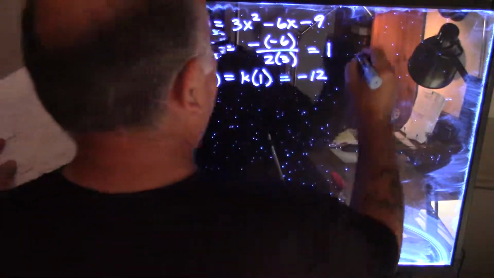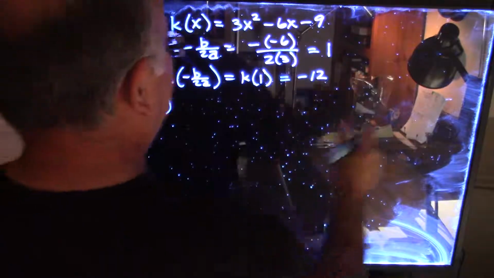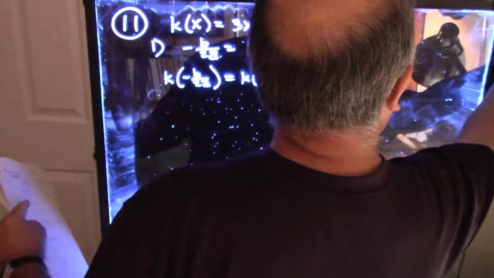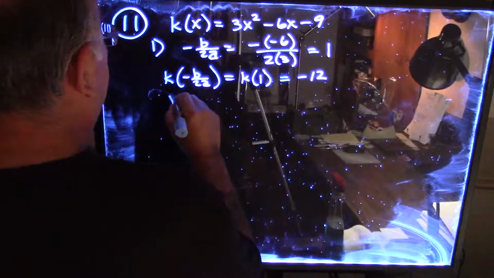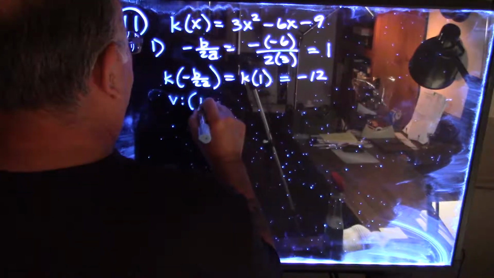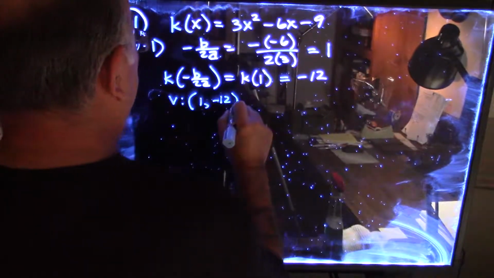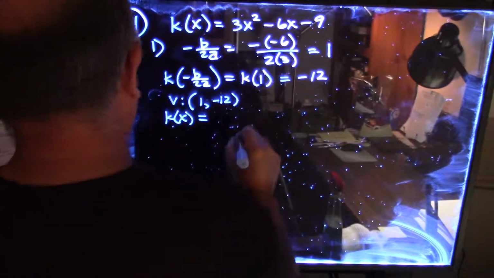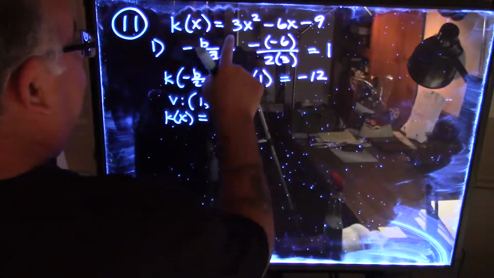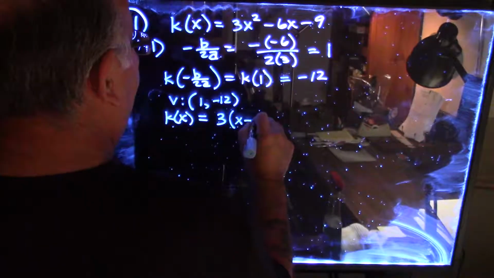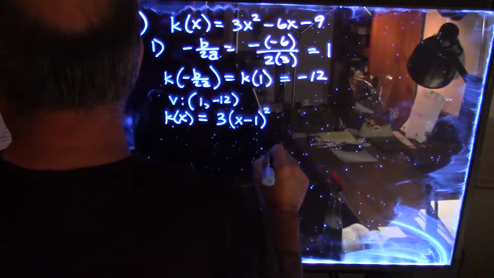Alright. Well, this Vertex, by the way, I should write out what we're supposed to answer, right? So before I move on to completing the square, the Vertex is 1, negative 12, and so k of x in standard form is 3, the leading coefficient you put in front of the parentheses, and then you've got x minus 1, quantity squared, minus 12.